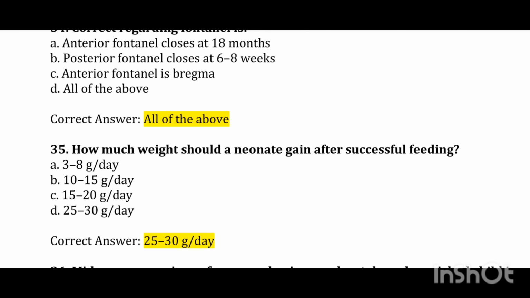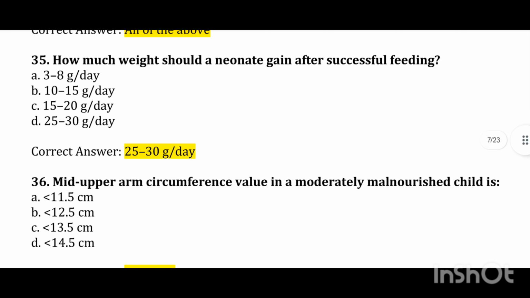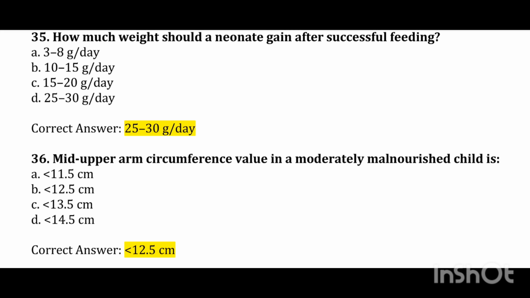So next comes to the question number 36. The mid upper arm circumference value in a moderately malnourished child is less than 11.5, less than 12.5, less than 13.5 and less than 14.5 centimeter. For this question, the correct answer is option B, that if the MUAC value is less than 12.5 centimeter, then the child is coming under moderately malnourished.